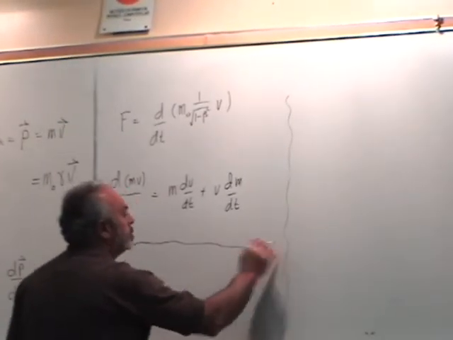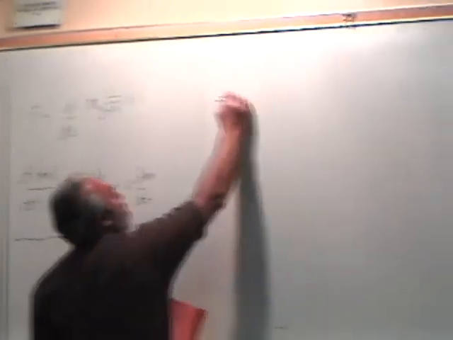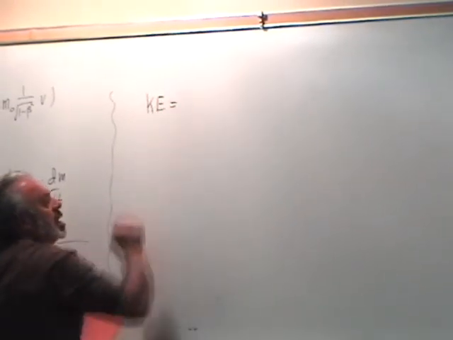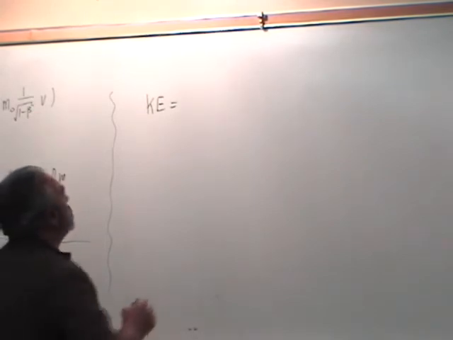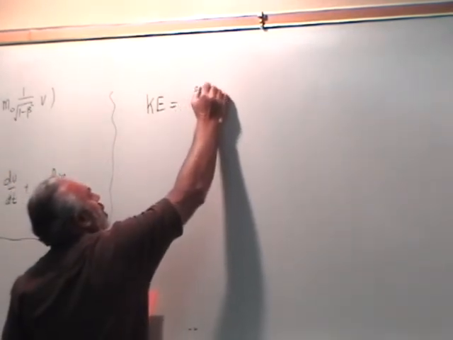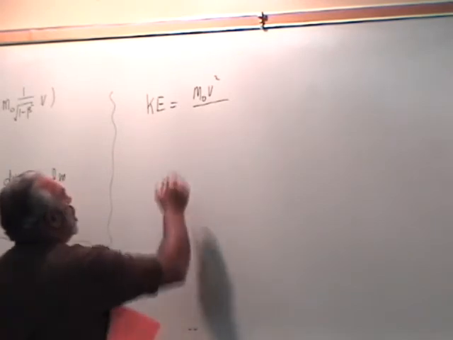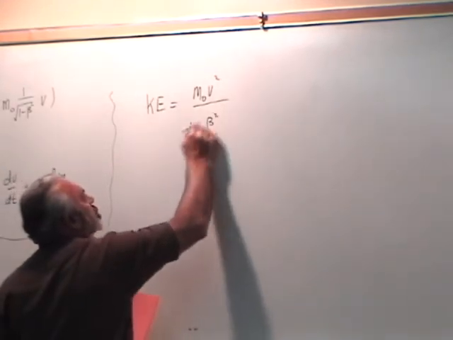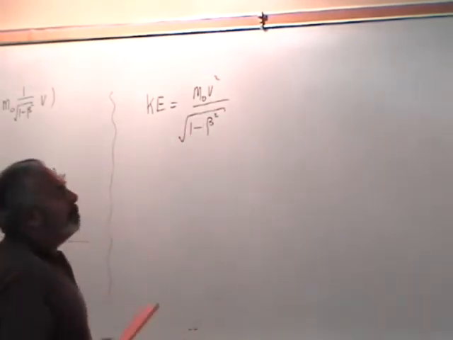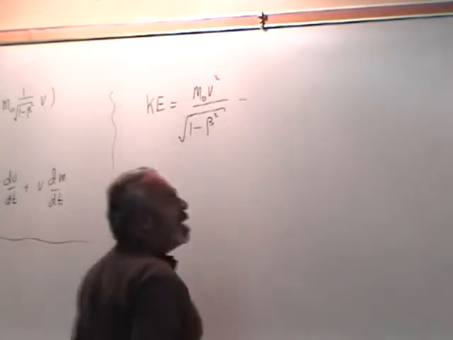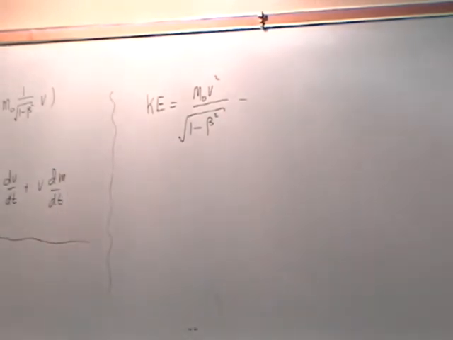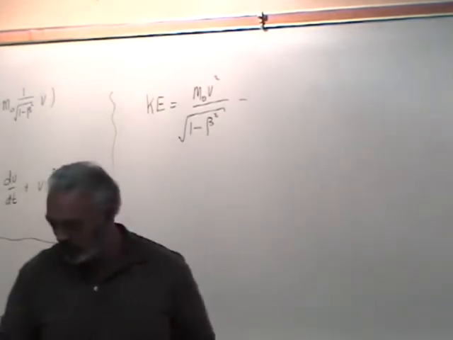What do we have? KE equals m naught v squared over 1 minus beta squared, minus m naught times this integral, so it should be this term right here. What's that? Something strange has happened. Excuse me for a moment.